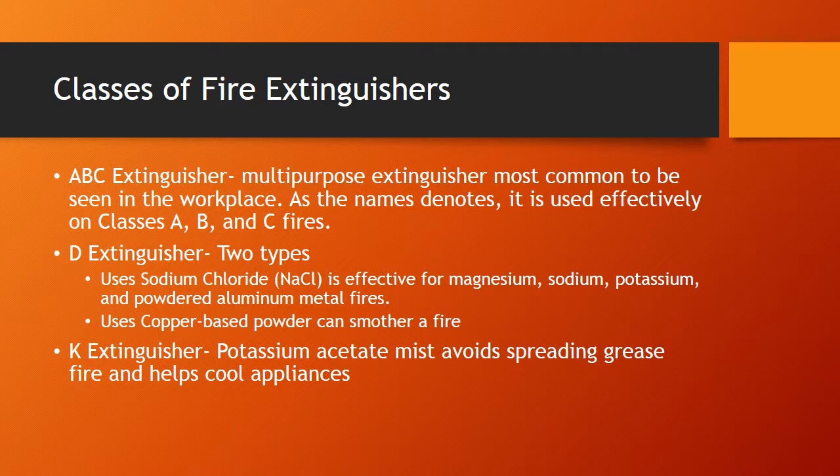The last type of extinguisher is a Class K extinguisher. This is a potassium acetate mist and it's used to avoid spreading grease fires, and it helps cool off appliances.